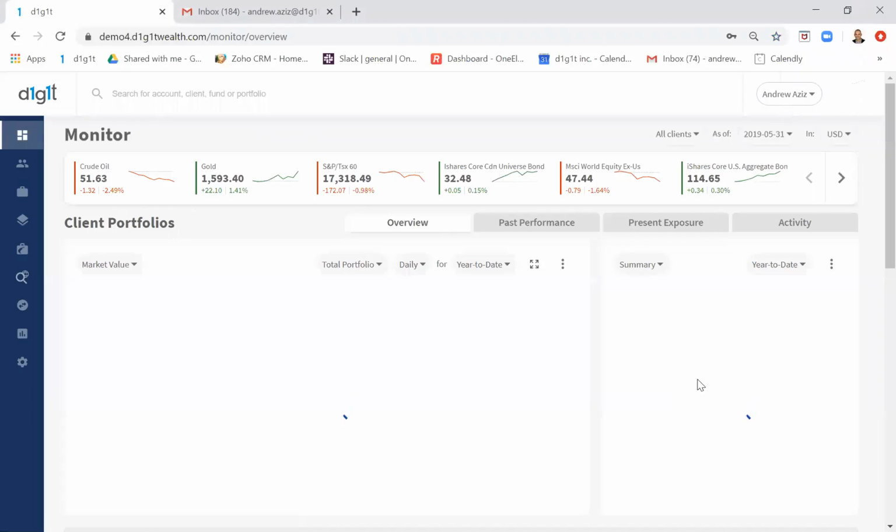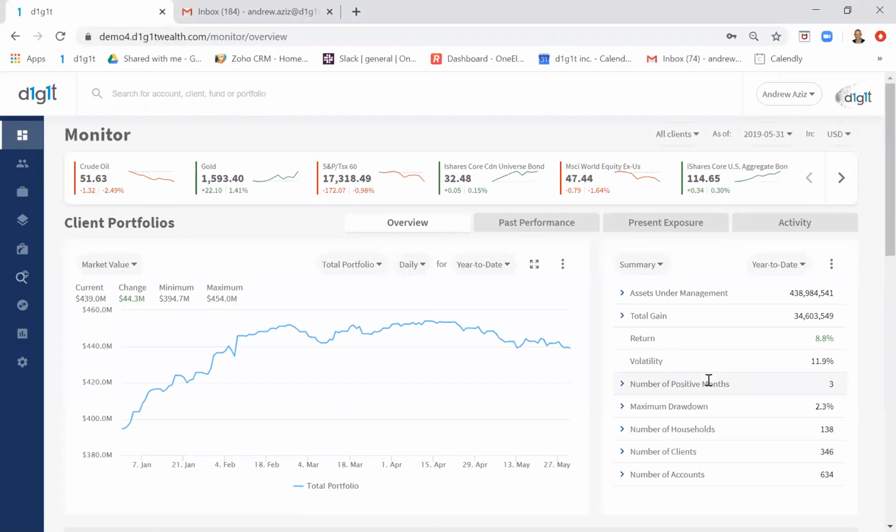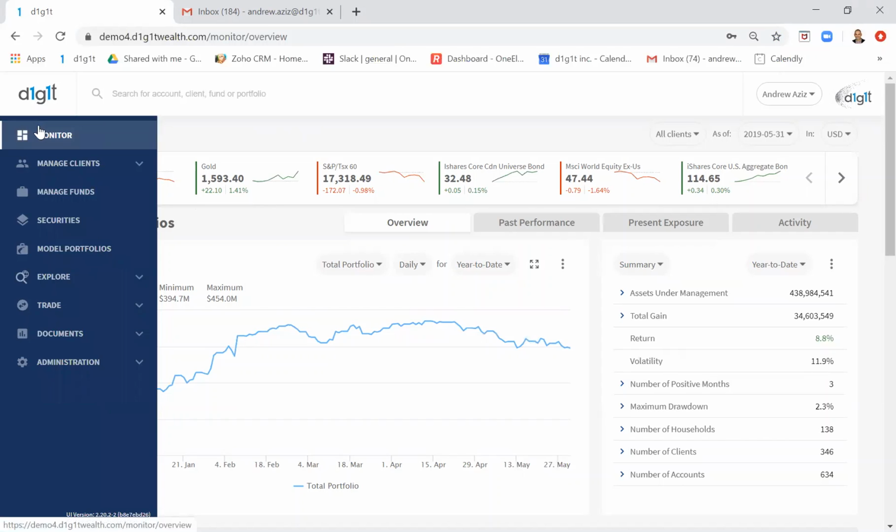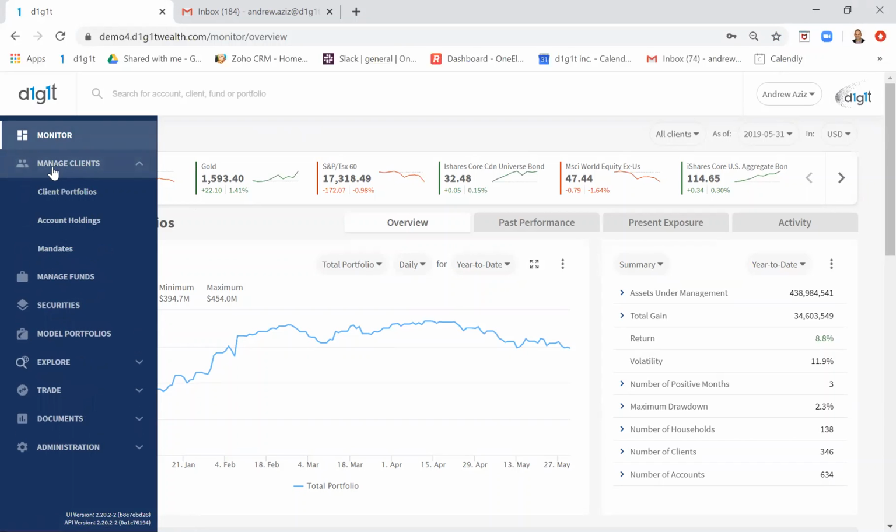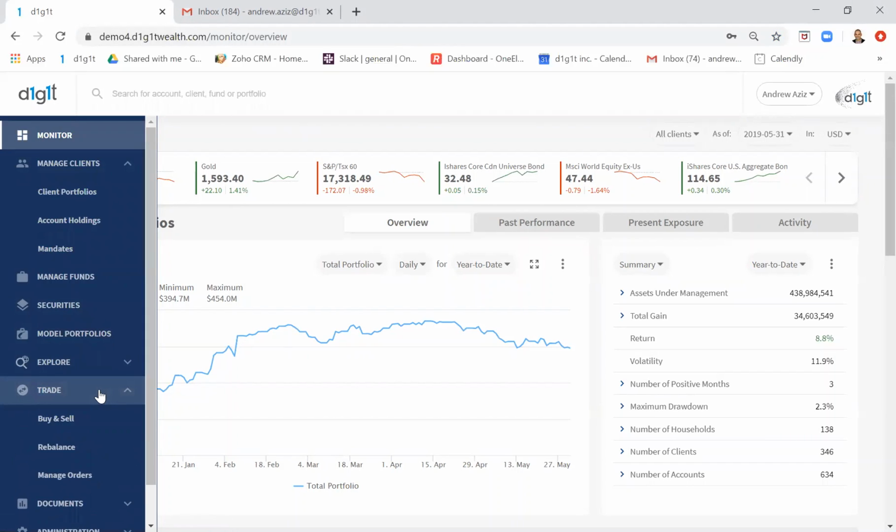I'm now going to log in with credentials that associate me with a user profile, determining my authorization rights and access privileges, which differ for different user types. I will be navigating the platform using the menu bar to the left, where the layout is organized on the basis of user functions, from monitoring the business to managing clients to modeling portfolios and trading.